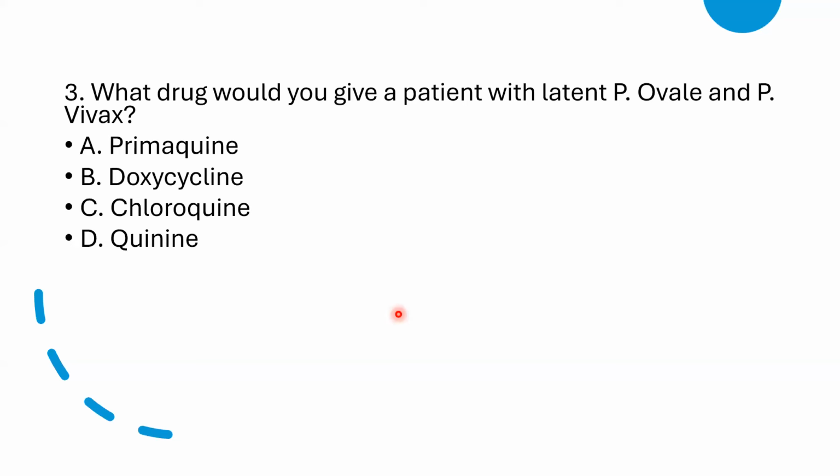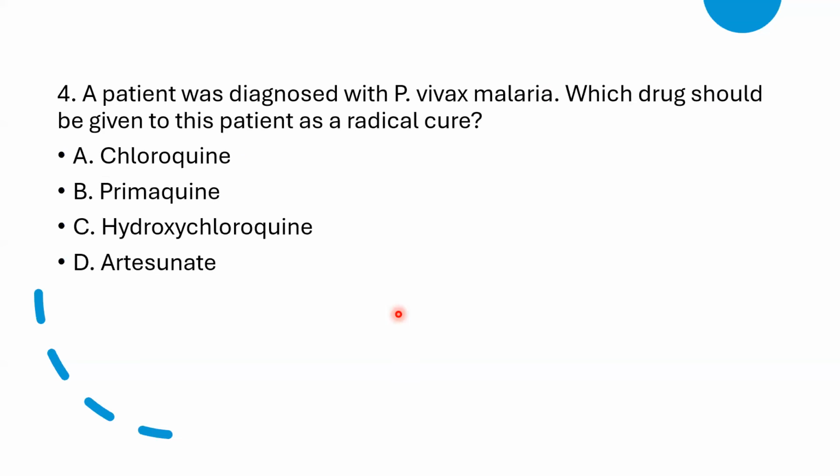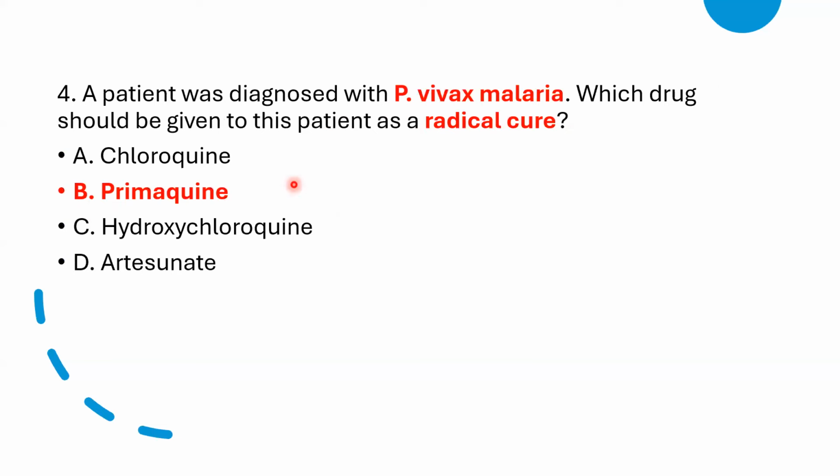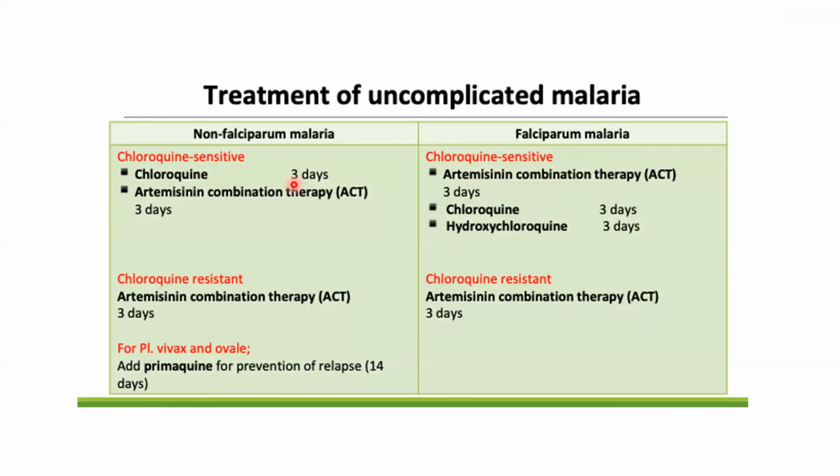Which drugs would you give patients with latent P. ovale and P. vivax? Again, latent means sleepy, means dormant. PT is sleepy, so, okay. Radical cure, and he has P. vivax. Radical cure means we are curing the root issue of the symptoms, okay? So root issue means we need to add the primaquine. Why? Because it kills the dormant forms, okay? This is a really important concept.